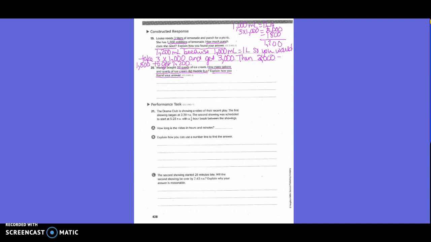So I know that 1 gallon equals 4 quarts. So I would take 10 divided by 4, which gets me 2, remainder 2. So basically, she had 2 gallons, 2 quarts, because 1 gallon equals 4 quarts. So 10 divided by 4 equals 2, remainder 2.